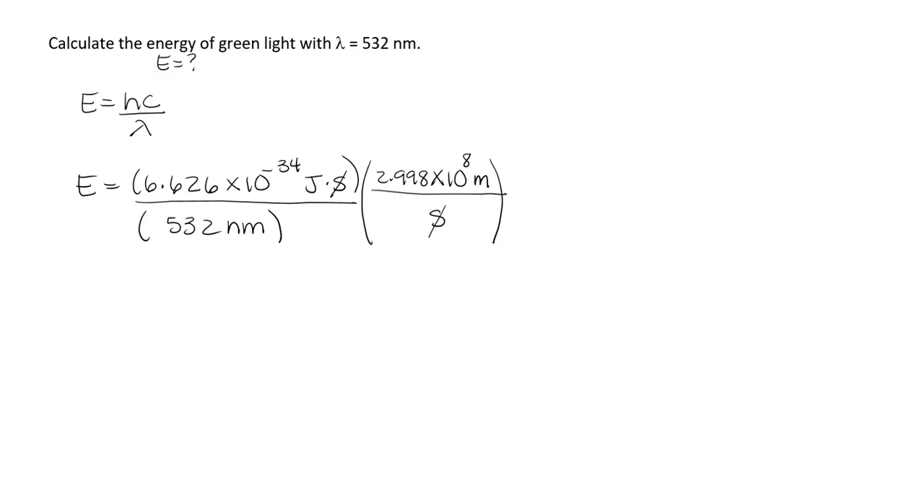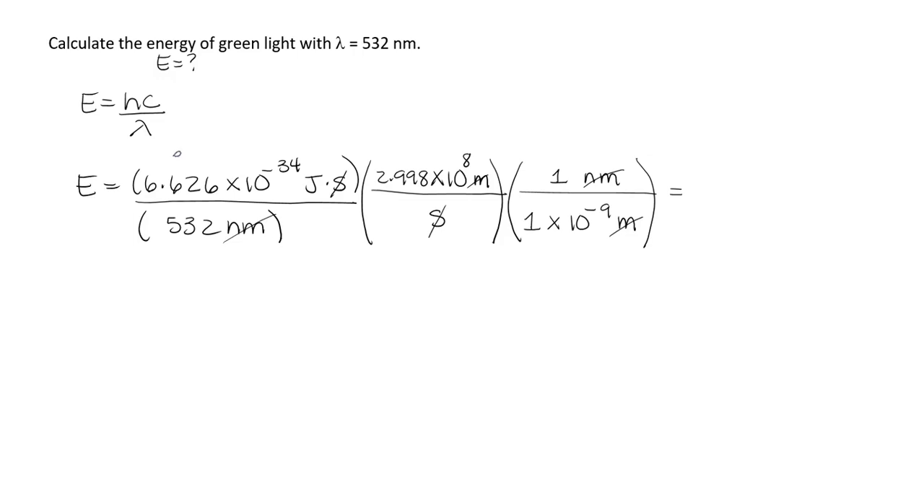And notice that nanometers and meters won't cancel. So including all of the units reminds me that I need to do that nanometer to meter conversion. So I have nanometers in the denominator. That means my nanometers will need to go in the numerator. So I have 1 nanometer equals 1 times 10 to the negative 9 meters. Now, nanometers will cancel, meters will cancel, and we're left with units of joules, which are energy units.